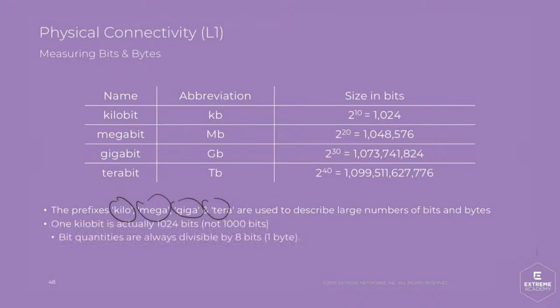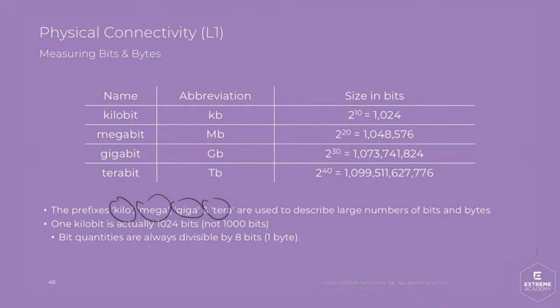A kilobit is 1024. Why? It's 2 to the power of 10. So we go 1, 2, we double it, 4, 16. And if you keep doubling up to 2 to the power of 10, it's 1024. That's why when you go out to buy a 1 gigabyte hard drive, it's not actually 1 gigabyte. It's 1.024 gigabyte. It's a little bit more, just because every number of these always needs to be divisible by 8, right? Because it's 1 byte, and that's made of 8 bits.